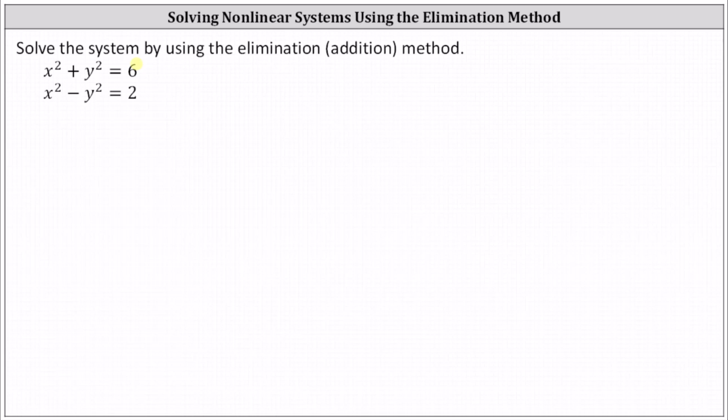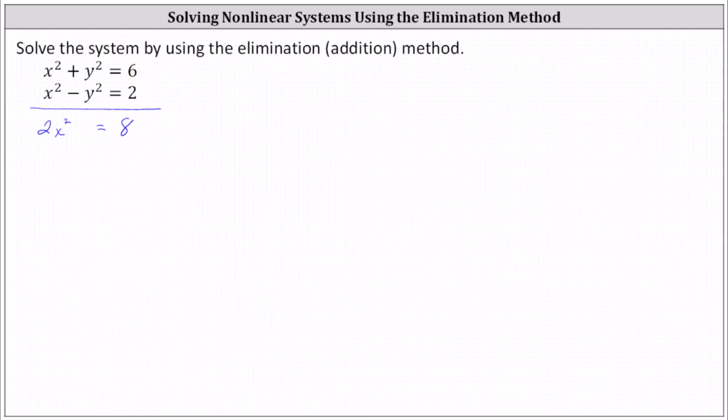one or both equations by a constant. Sometimes we do, but in this case we don't. Let's go ahead and add the two equations together. X squared plus x squared is 2x squared. And then y squared plus negative y squared is 0, equals on the right side, 6 plus 2 is equal to 8. And now we solve for x.